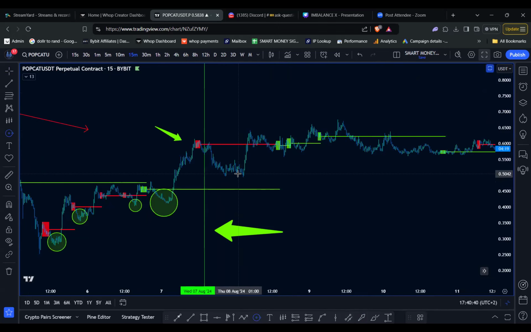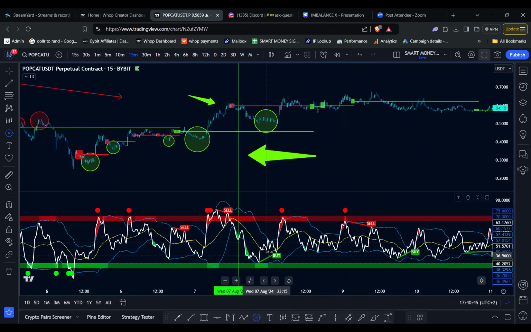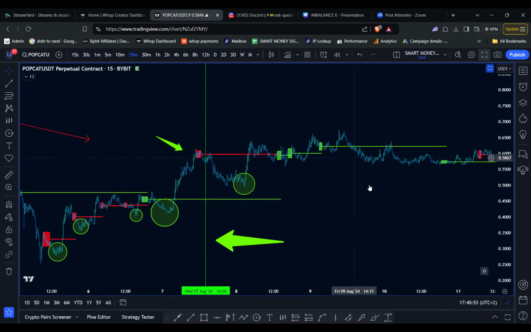So at this point over here would have been one of our entries. And you can see over here, it confirms with a nice divergence. The divergence actually happened over here. So that would have been one of our entries catching a divergence. Then we would have waited. Here would have been another.